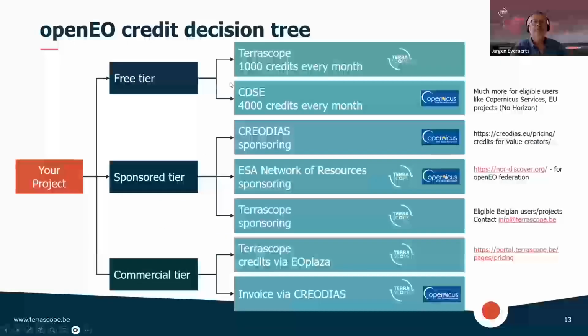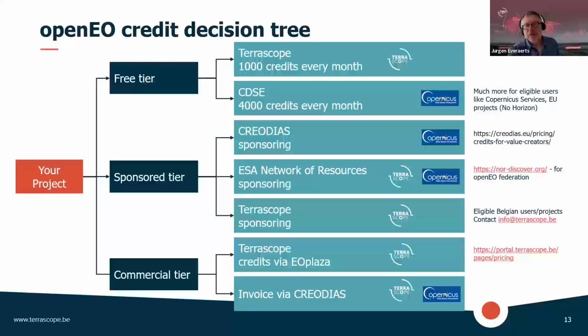Moving on, we will be discussing openEO in a minute, and please understand that you can start using openEO without any cost. There's a free tier at Terrascope for 1,000 credits every month, which is replenished on the first of the next month. On CDSE, the same applies, with even more credits that you can use every month. If you need more, you can apply for sponsoring.